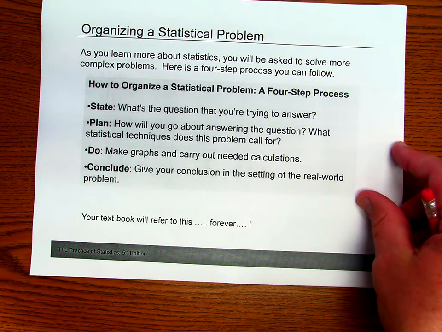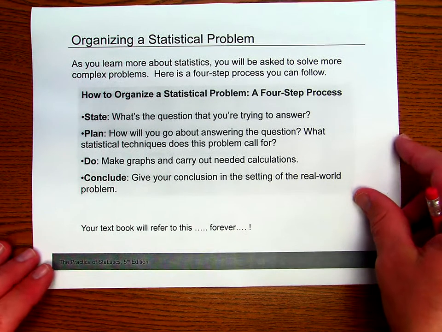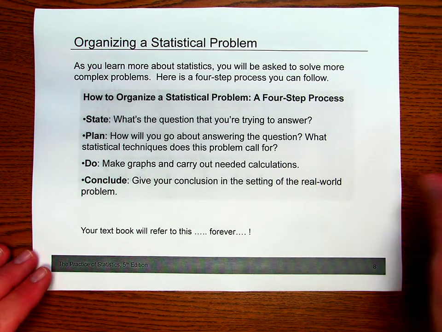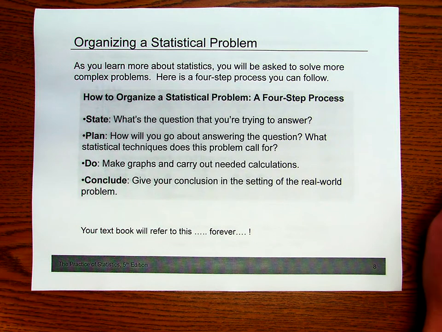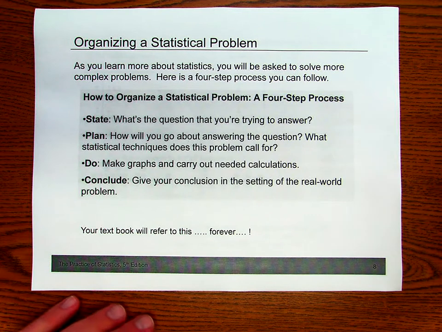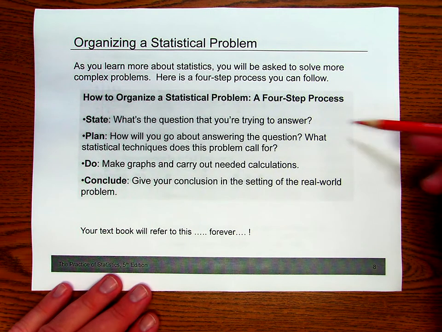In your textbook, the idea of the four-step process is introduced in roughly the same area that it talks about the standard deviation and variance. I forget exactly where it falls. I'm only making note of this because your book is going to refer to that like forever. It's throughout the book.